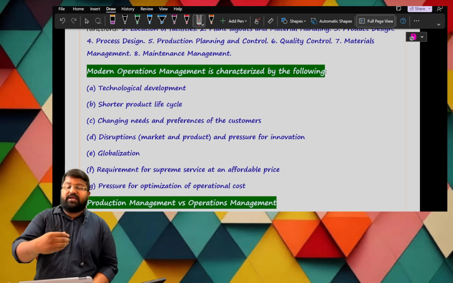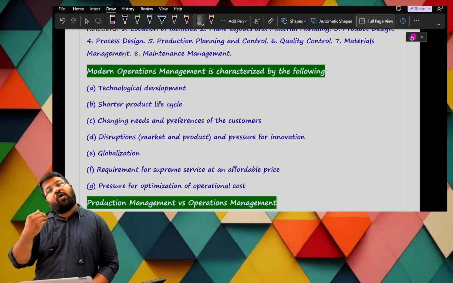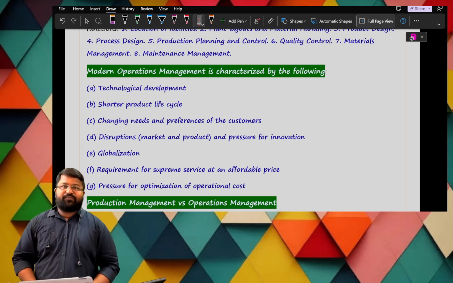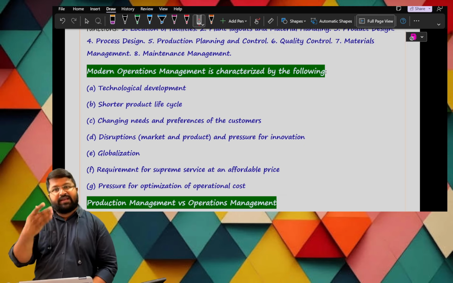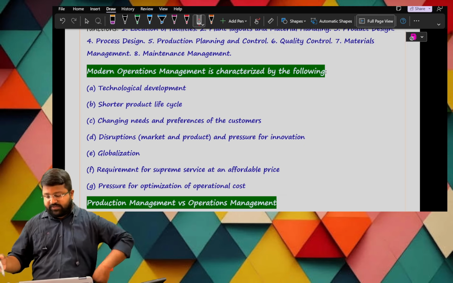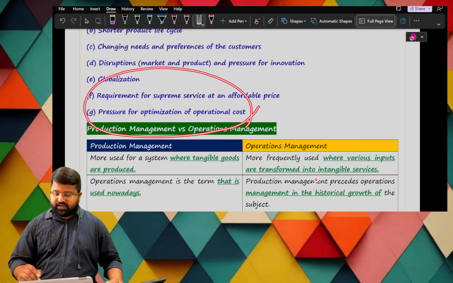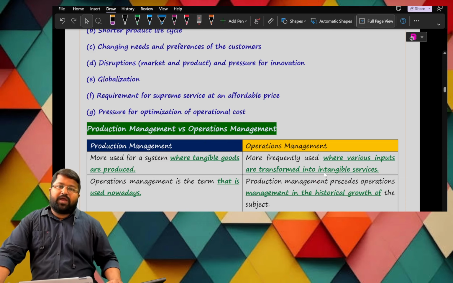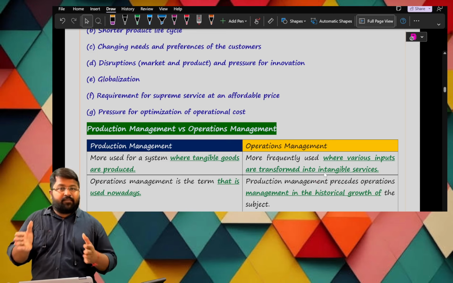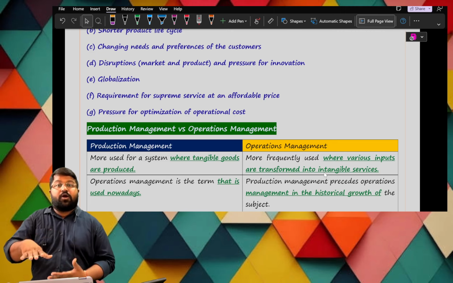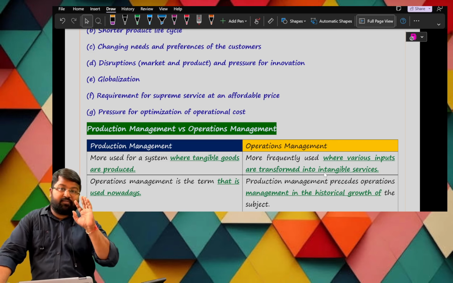For example, I want to travel from here to the USA. Initially, it would take long months. But now it is a span of a maximum of a day, even less than that. Next, pressure for optimization of operational cost. We have to optimize our operational cost. I'm doing some activities, so I'm incurring cost. That cost should be optimized. What optimization is and all that, you will learn in module number 4.